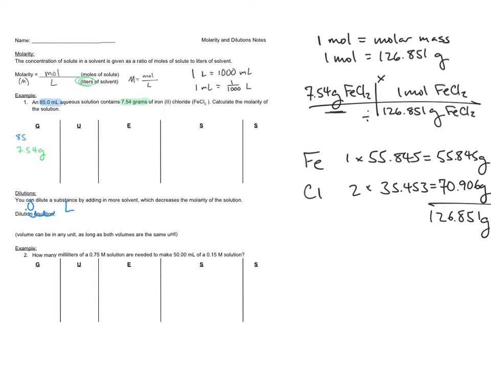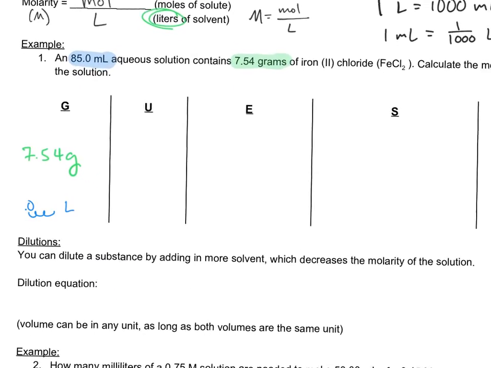I cannot do that math in my head, so I'm going to pull out a calculator real quick. Do 7.54 times 1 divided by 126.851 equals 0.0594 moles of iron(II) chloride, which I'm then going to use in my givens. All right, got to bring the problem back up.